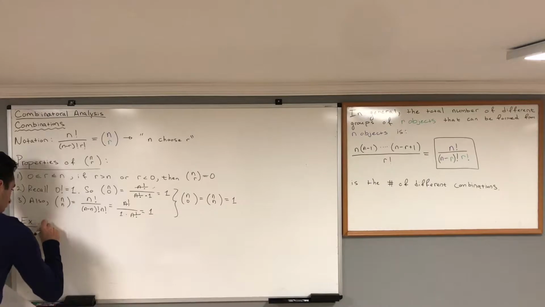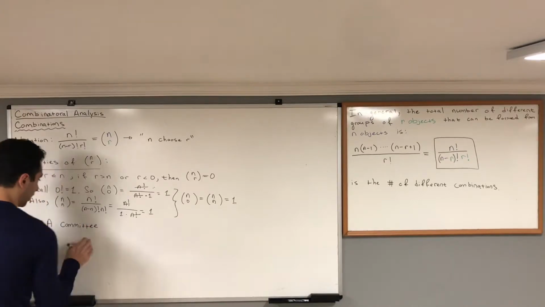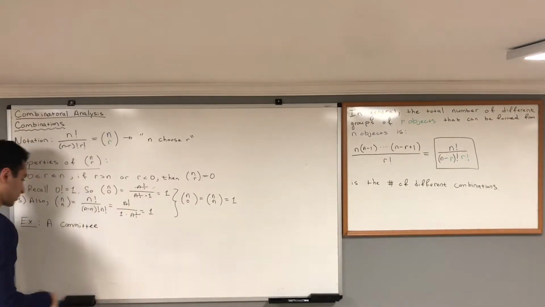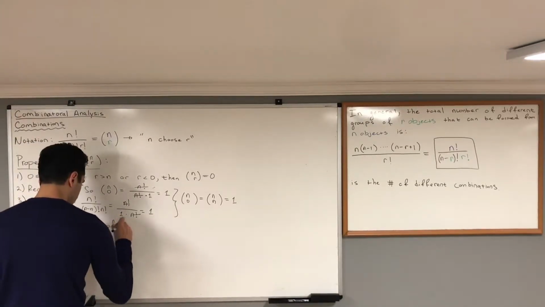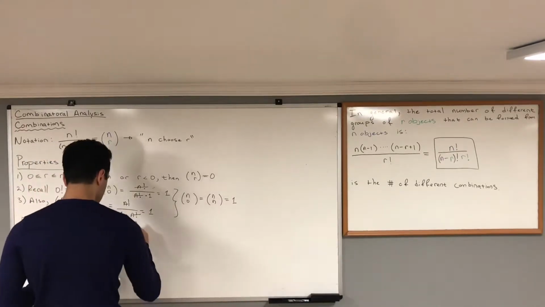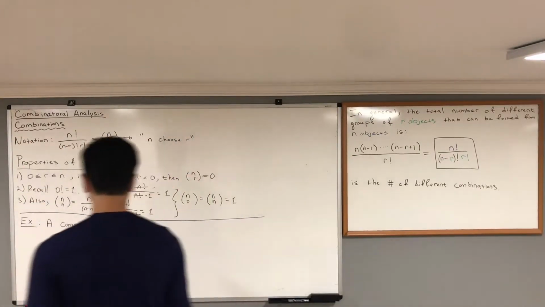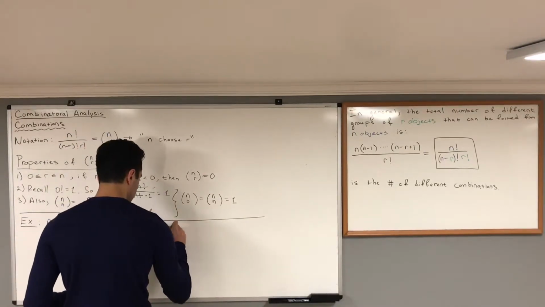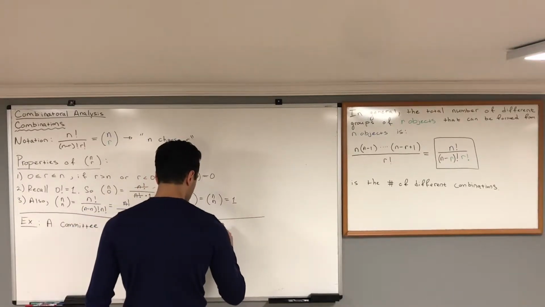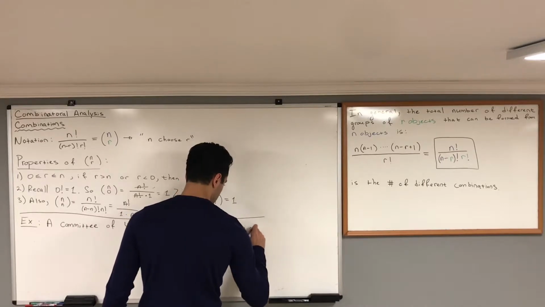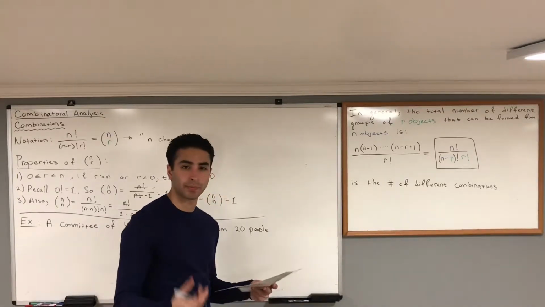Example. A committee of 4 is to be formed from a group of 20 people. How many different committees are there?